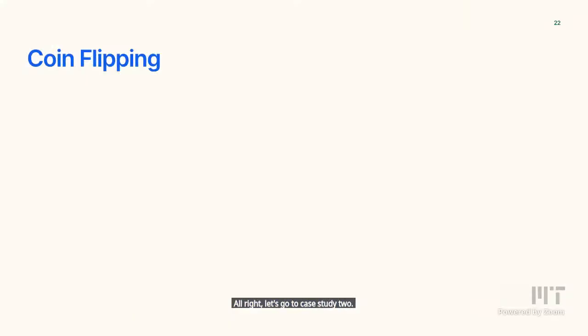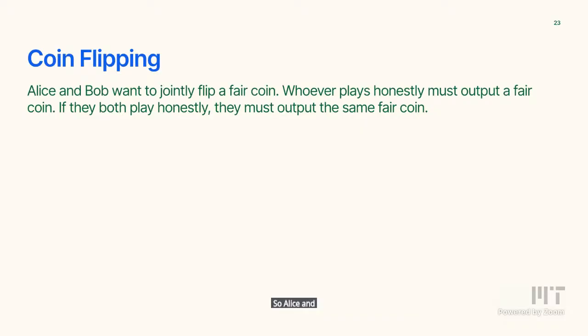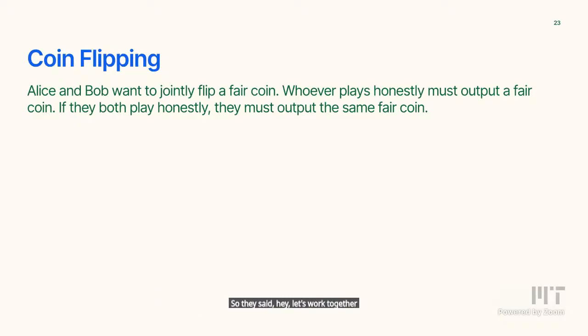And it's on coin flipping. So here's a somewhat artificial, contrived scenario, but one that has a real implication in practice. Alice and Bob want to jointly flip a fair coin. The setting is, they're at a party. Unfortunately, neither of them has an actual fair coin with them. So they say, hey, let's work together and jointly flip the fair coin.